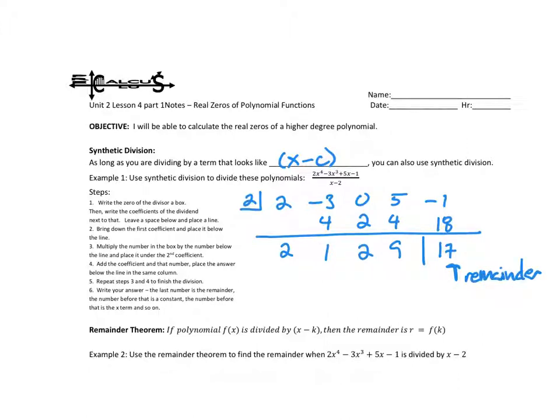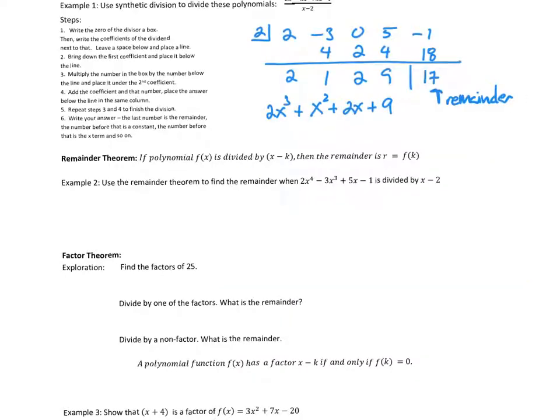Now, to write the function that we've come up with, we need to start with 9 as the constant and then work to the left. So this is a positive 9. This would be 2x to the power of 1. This would be 1x to the power of 2. And then this would be 2x to the power of 3.